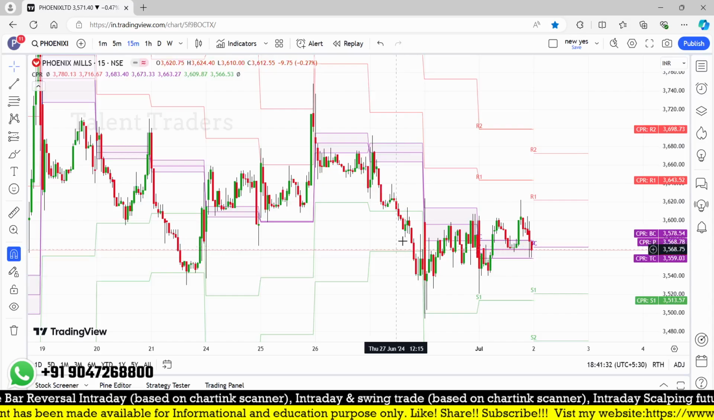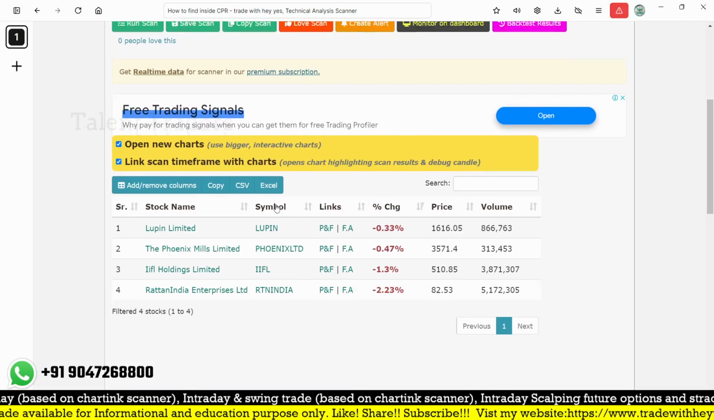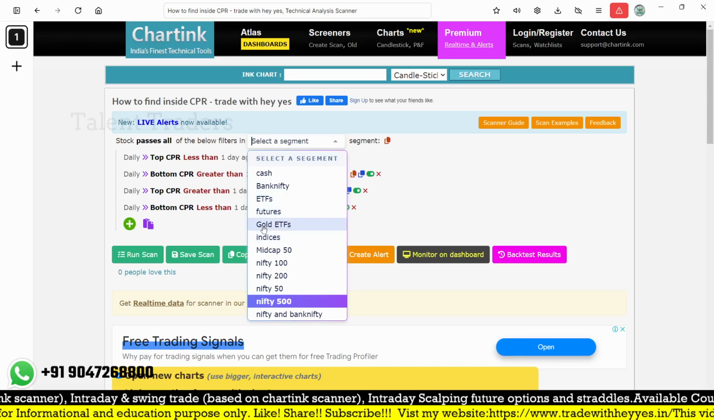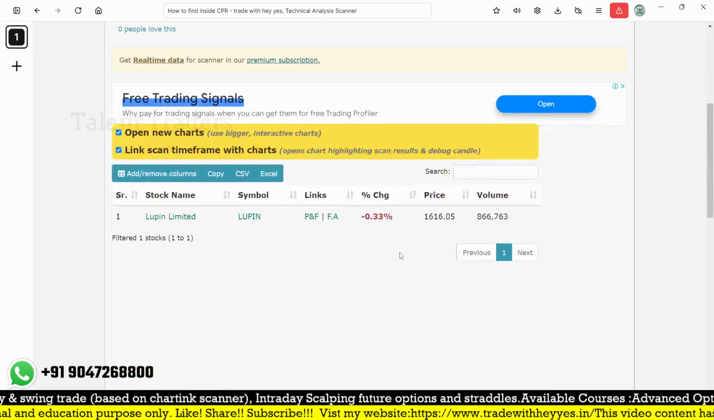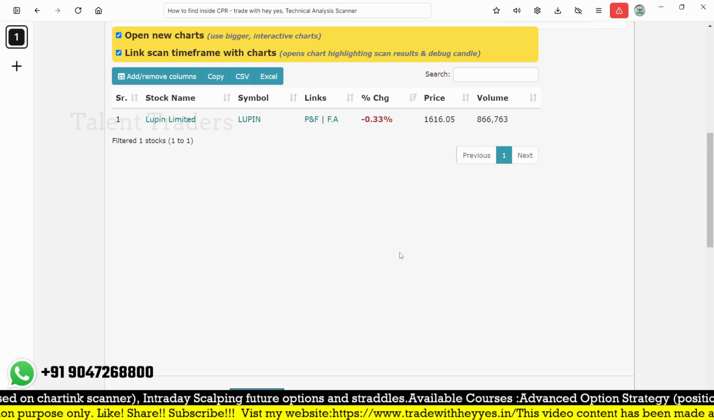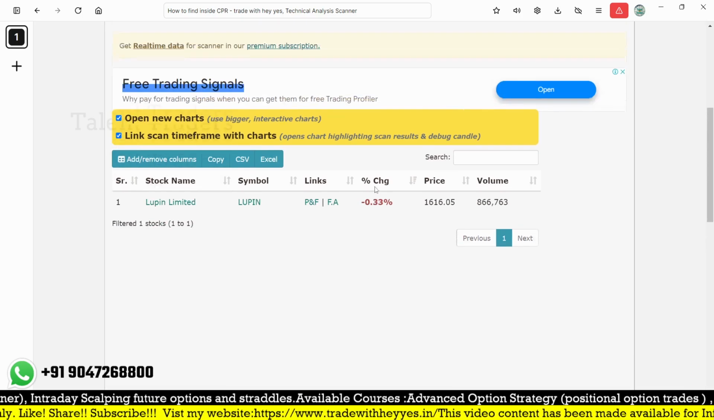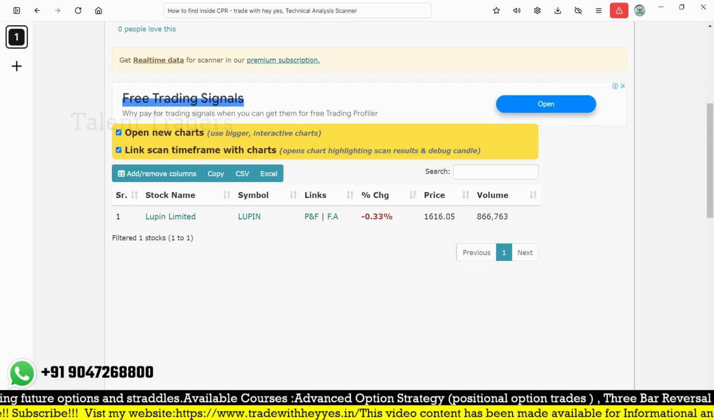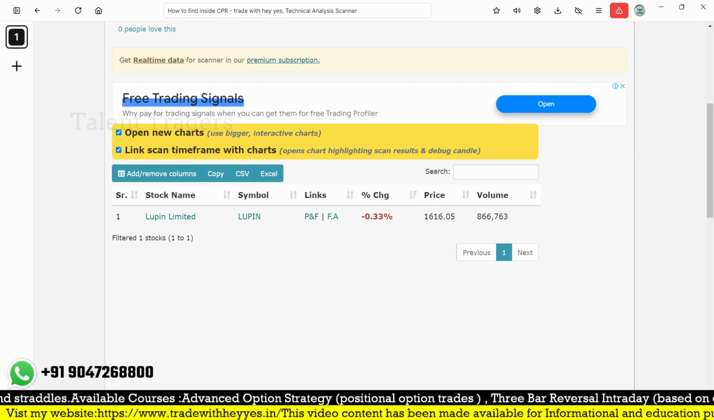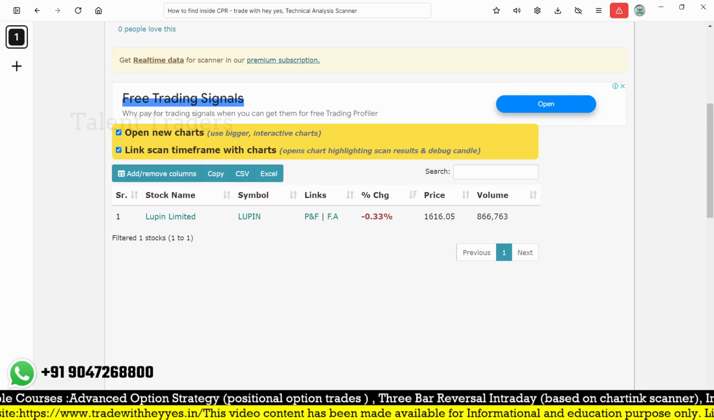Maybe, but I'm not normally used to finding stocks in the futures and options categories. So I always look for stocks in the fund of stocks. And Lupin is the only one which we can check for tomorrow. And this is the scanner. It is already updated in this group, and this video link will be added to that particular link. So maybe it's for future purposes.